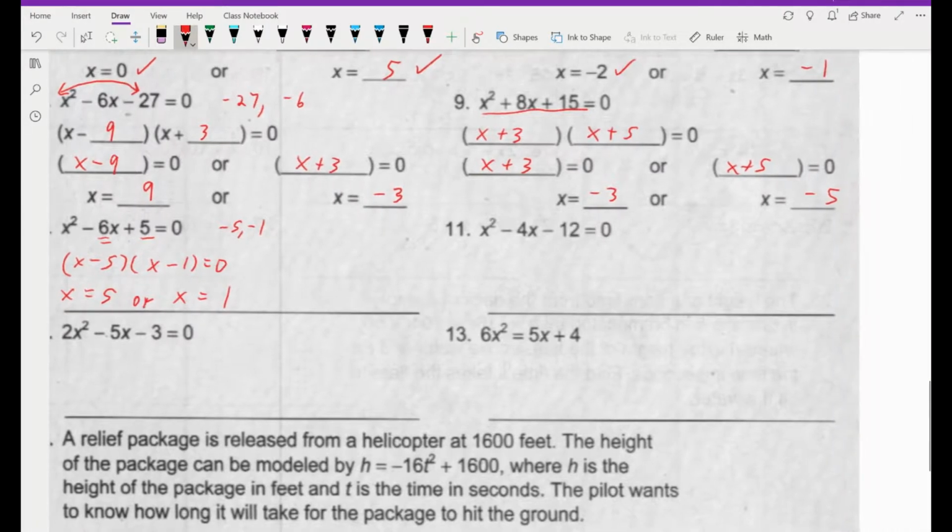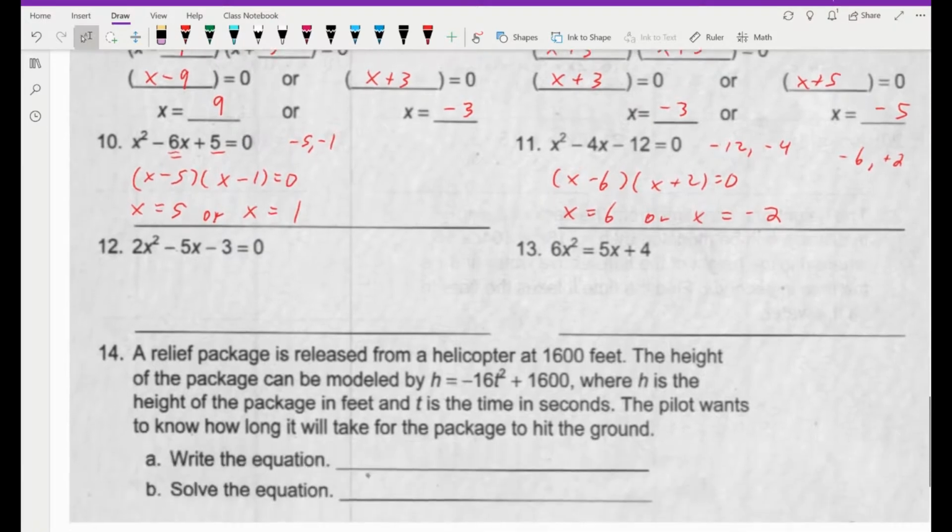Number 11. x squared minus 4x minus 12 is equal to 0. We need factors of negative 12, but they sum to negative 4. 4 and 3, 12 and 1, 6 and 2. What if we do negative 6 and a positive 2? That will work. So we'll have x minus 6 and x plus 2 equal to 0. We solve and we get x is equal to 6, or x is equal to negative 2.